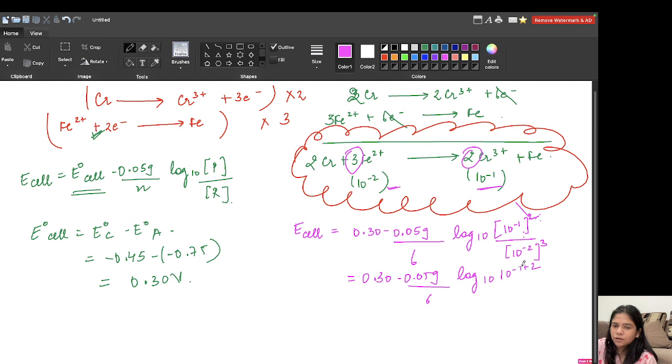So after you solve it, it will become 10 to the power 4. So same thing, 59 by 6 into 4 log base 10, which is 1. So after you solve it, you will be getting 0.26 volt, which is the same thing.